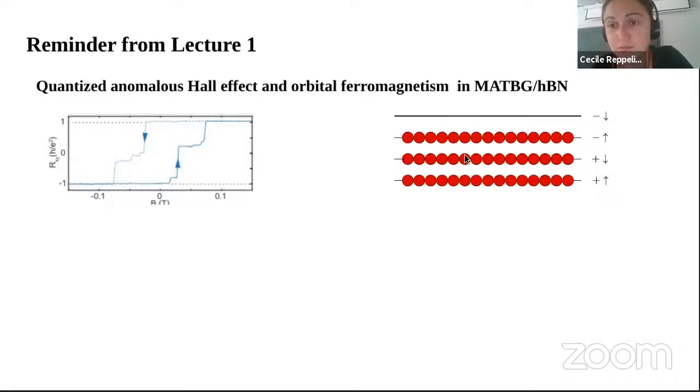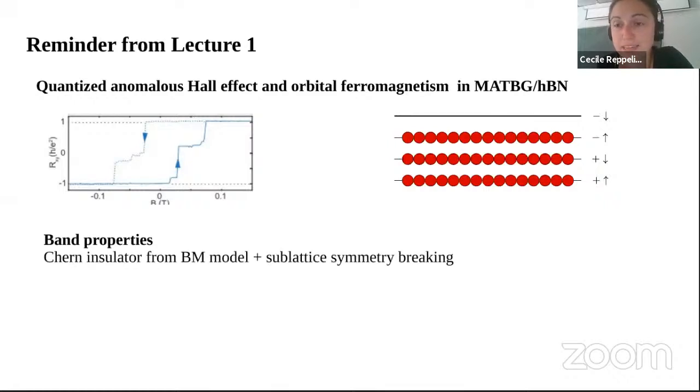So I remind you that here, unlike in the magic angle twisted bilayer graphene without alignment with the substrate, we don't have any Dirac cones, but we have a gap between conduction and valence band. So we can consider the conduction band in isolation and consider this filling 3. So we looked at the microscopic origin for this phenomenon coming from band properties, namely the fact that these bands have a Chern number that's different from 0. It's a Chern number 1 in one valley and Chern number -1 in the opposite valley.